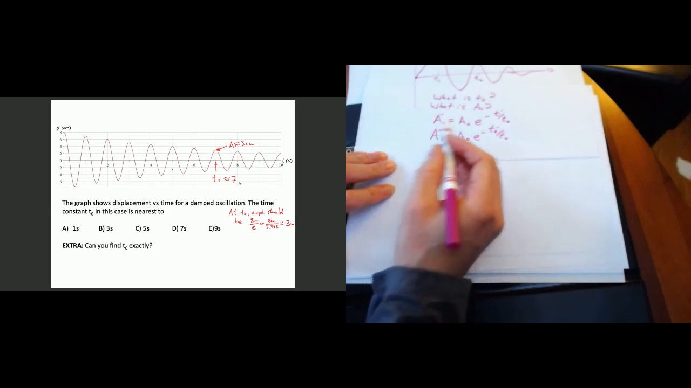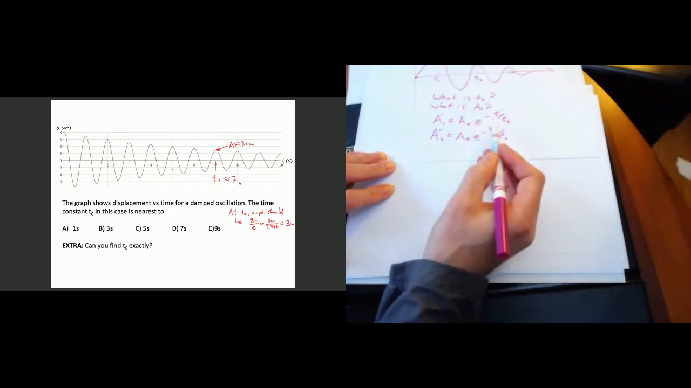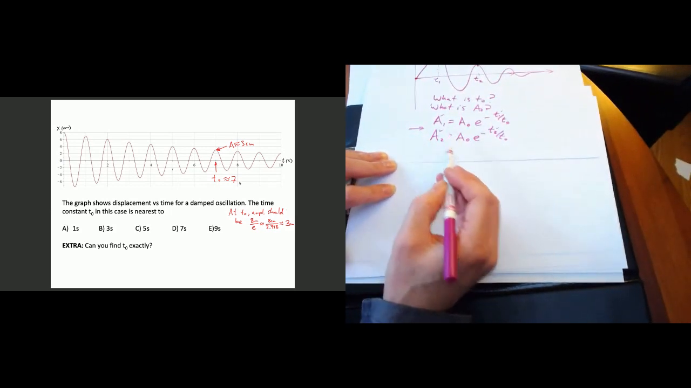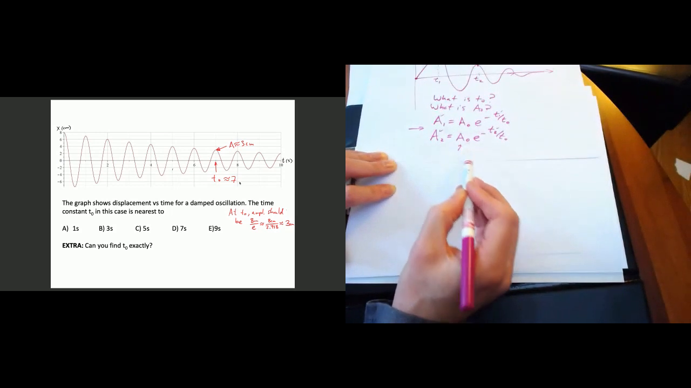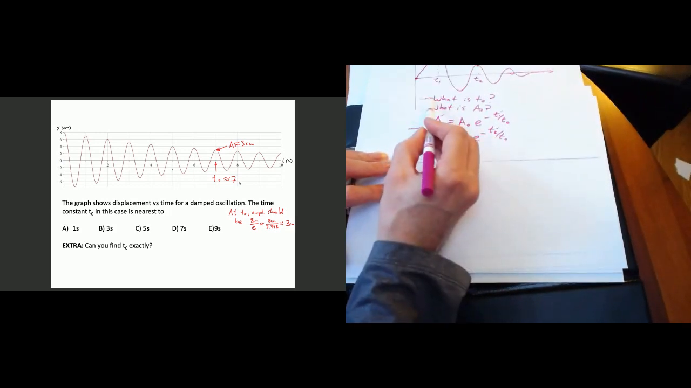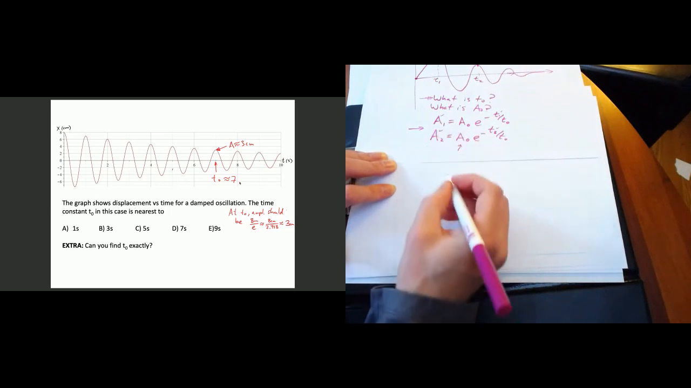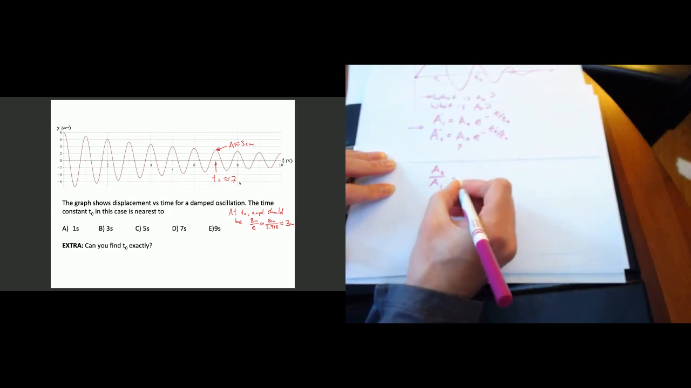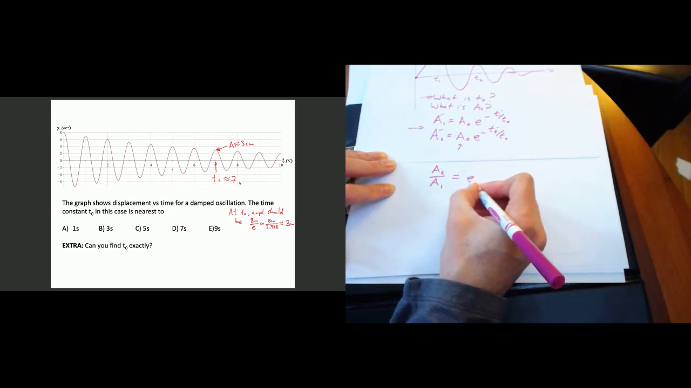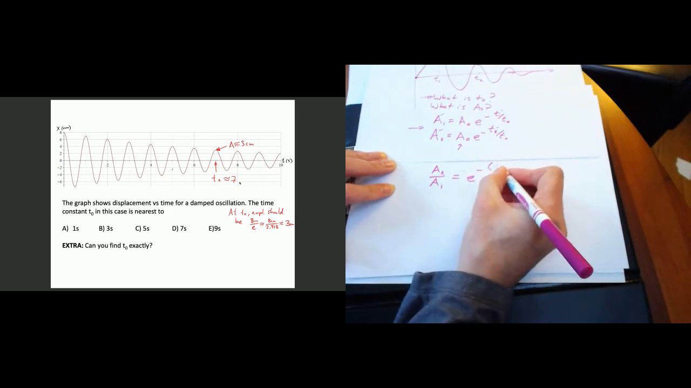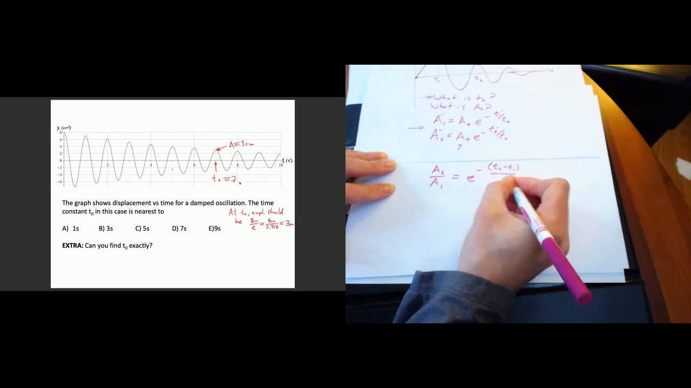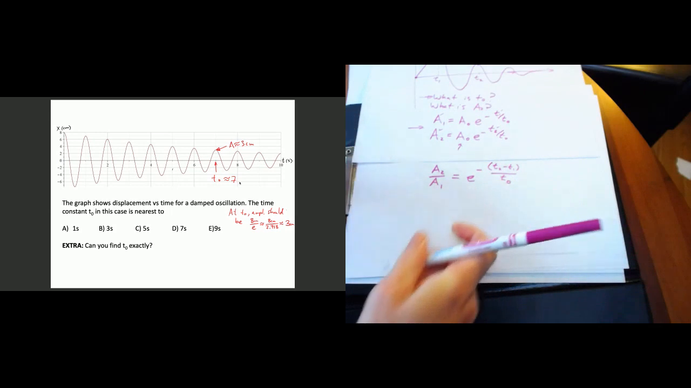So let me just show you one step in that. A trick here is to just divide one equation by the other, and that eliminates a0. Say we want to figure out t0, we can divide one equation by the other, and that gives us that a2 divided by a1 is equal to e to the minus, and then it's going to be this difference, t2 minus t1, over t0.